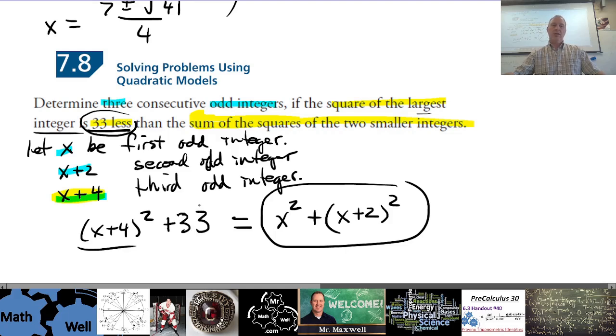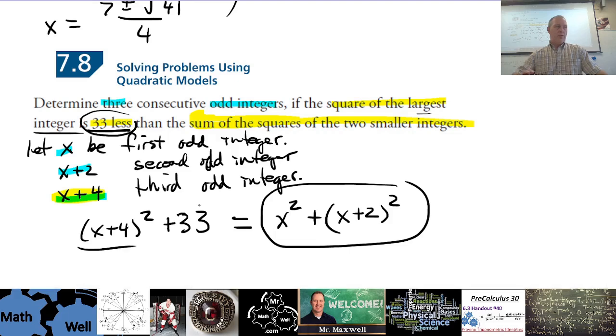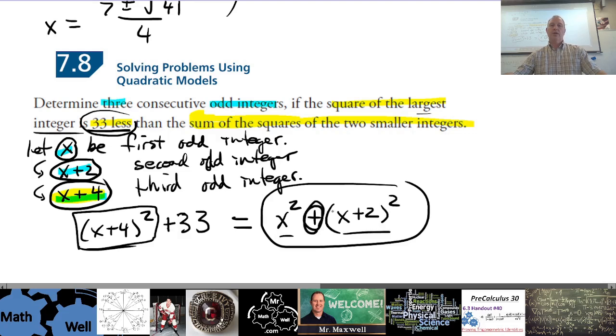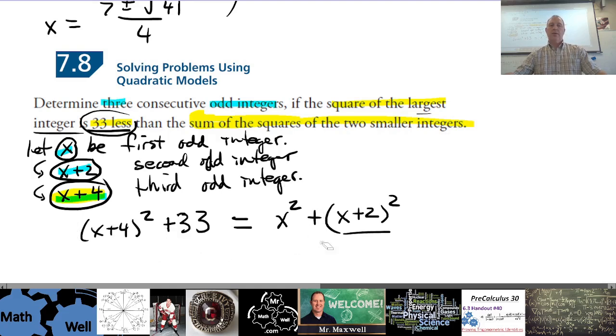Now just sit and think about that for a second. Think it through in your mind. Here are my integers, and yes, you can just let x be the first one, because all of the others are related to x. The square of the largest one is 33 less than what? The sum of the squares of the other two. So in order to make them equal, I have to add 33 to the smaller one.